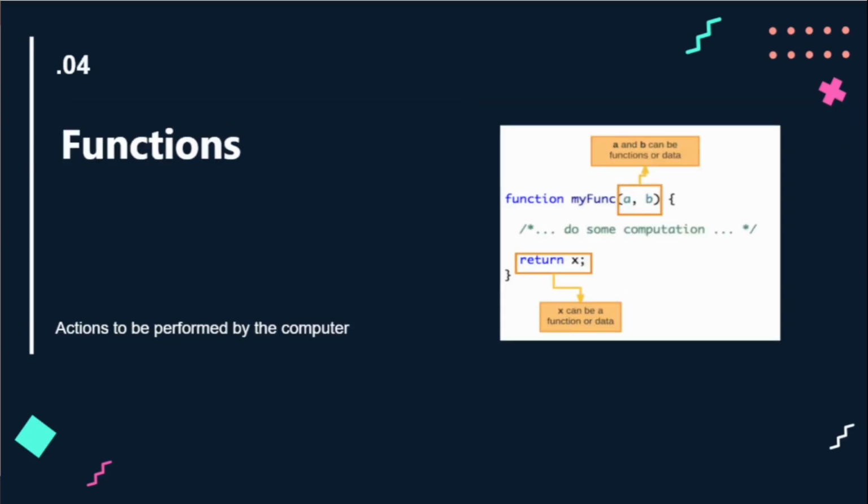To make re-executable blocks of code, we make use of functions. Functions are blocks of code that perform a specific task. They help organize code and make it reusable. Functions can take inputs, also known as parameters, and return outputs.